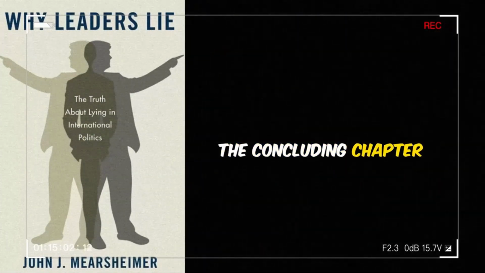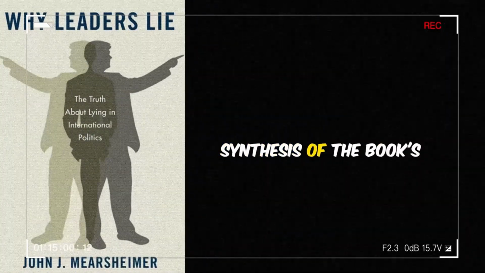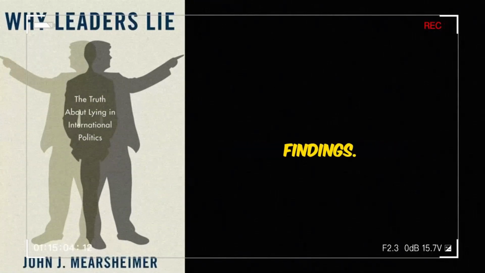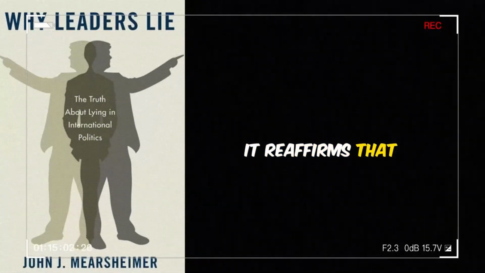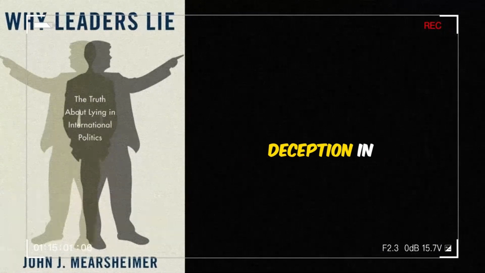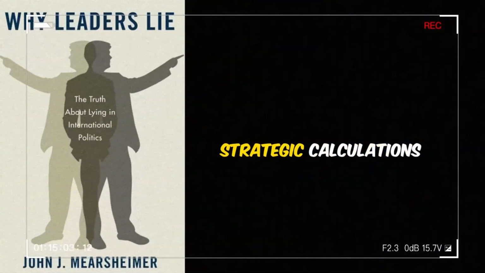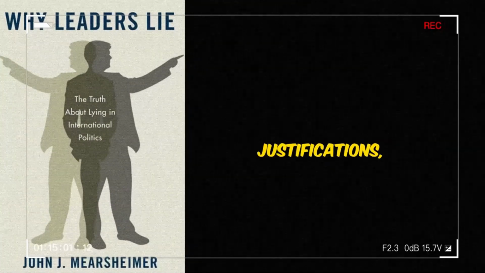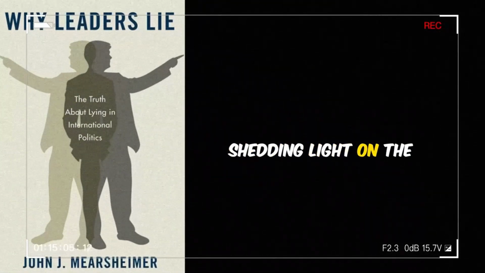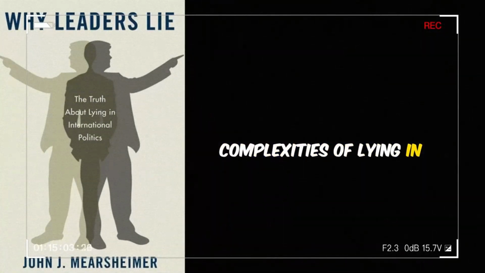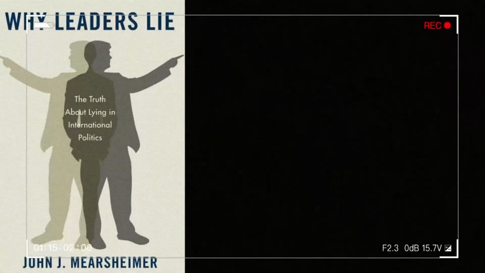The concluding chapter serves as a vital synthesis of the book's central themes and findings. It reaffirms that leaders resort to deception in international politics due to a combination of strategic calculations and moral justifications, shedding light on the complexities of lying in this unique context.